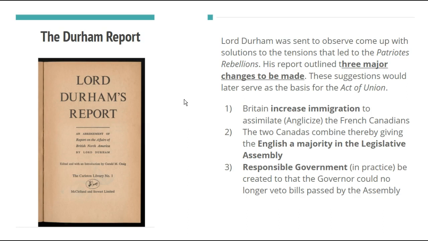Suggestion number two was to combine the legislative assemblies of Upper and Lower Canada. Basically to take the governments of Upper and Lower Canada and smash them together and create one.